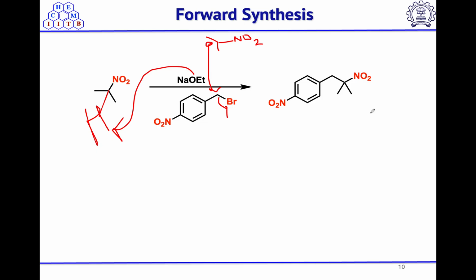Now what is the next step? The next step is simply reduction of the nitro groups. So what product will we get? Okay, just write. Reduction of nitro leads to this amine. Okay, one is aromatic, another is aliphatic. We are doing the reduction using H2 and Raney nickel as a catalyst. Okay, so this is the forward synthesis. Any doubt in this slide?